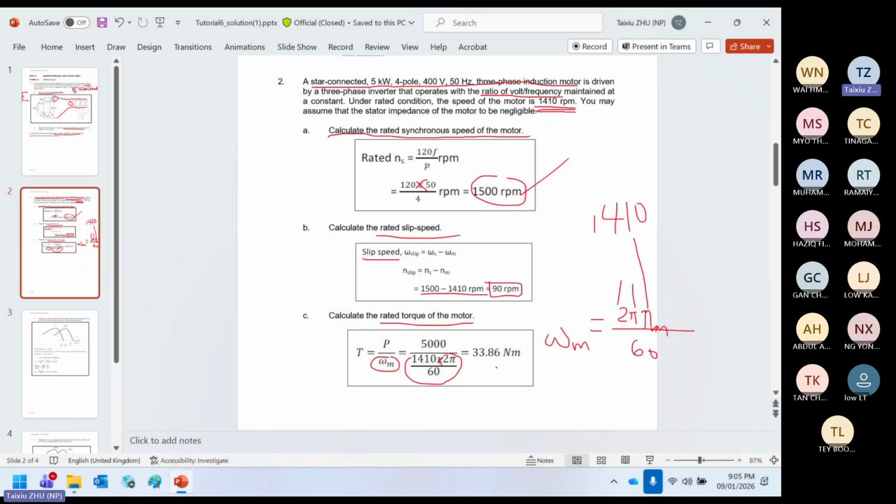How about part C? Is it doable? Easy. Okay, good. So we got this. Remember, the slip speed at rated conditions is 90 RPM. Remember this, later on we use it, because when we are doing a V over F control, the slip speed is always constant. Then we go to the fourth part.